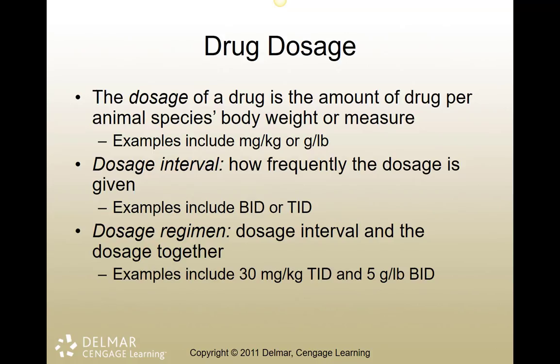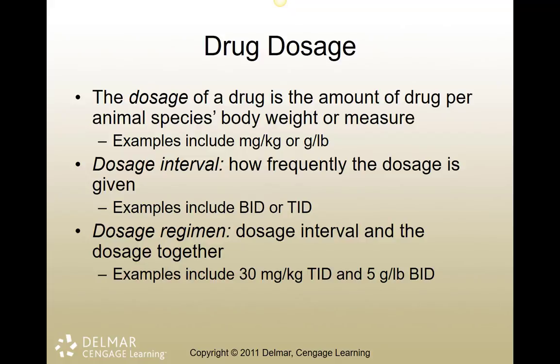Drug dosage is the amount of drug per the animal's body weight. So this is in mg per kg, which is the most common. Sometimes we'll get mg per pound, but generally it's milligrams per kilogram. So dosage is how much the animal gets in milligrams per kilogram. To get the dose, we take the milligrams per kilogram, multiply it by the kilograms of the animal's weight, and you will come out with the milligram dose for that animal.